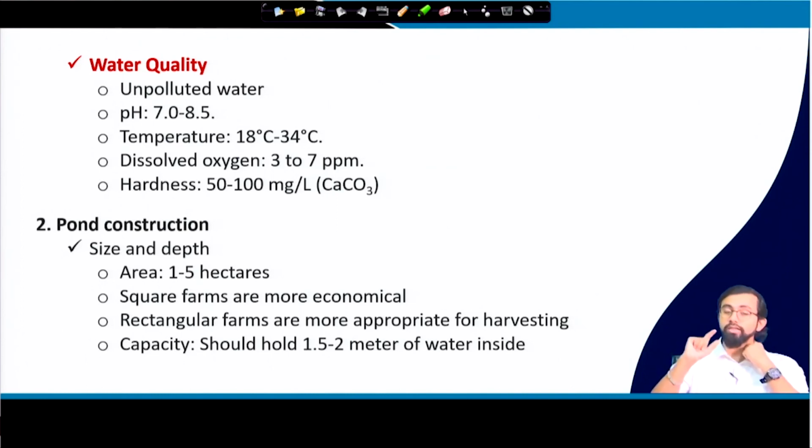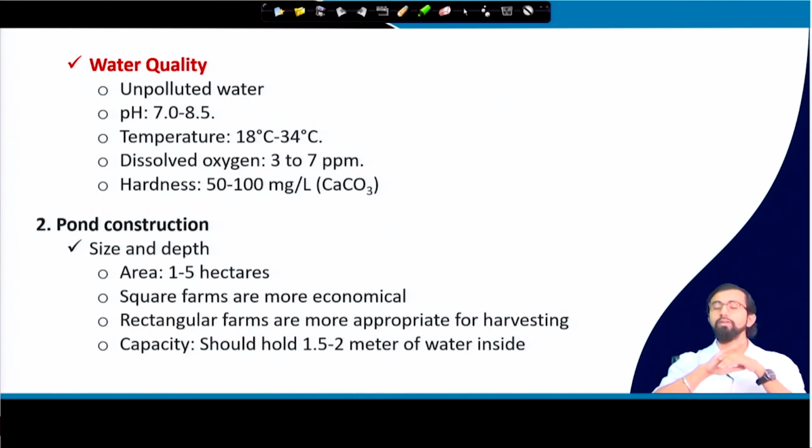If it is not, then you have to treat that water, or you have to go for freshwater exchange. It can be seawater, it can be brackish water exchange, so as to have proper quality maintained in your farm. The pH has to be well within 7 to 8.5, the temperature 18 to 34 degrees Celsius, dissolved oxygen 3 to 7 ppm, hardness of around 50 to 100 milligram per liter of calcium carbonate. So that has to be maintained.